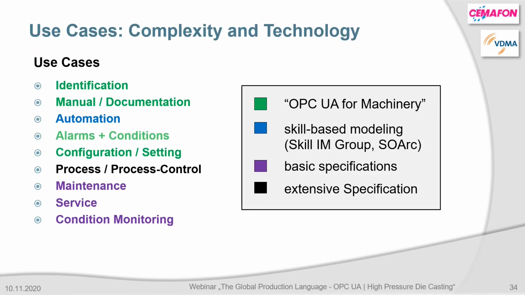What's going to be the future? We align to the OPC UA for machinery standard. Most of our use cases, as you can see here, the green ones, are somehow related to OPC UA for machinery, so these use cases will follow the OPC UA for machinery standardization. We'll use skill-based modeling and see if we align to IM group or SOARC, and the other standardizations will be done here for maintenance, service, and condition monitoring, and our main part is process and process control.